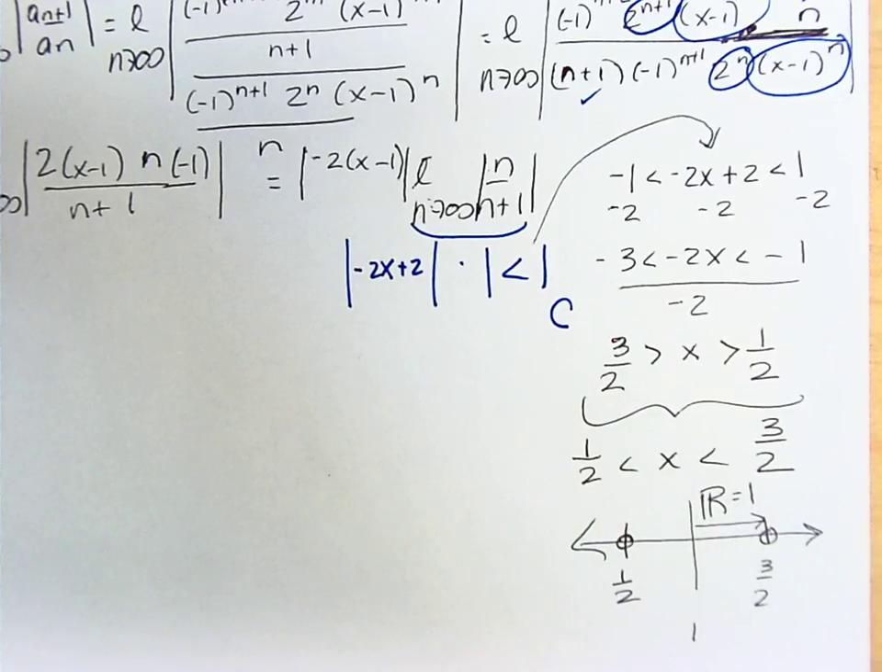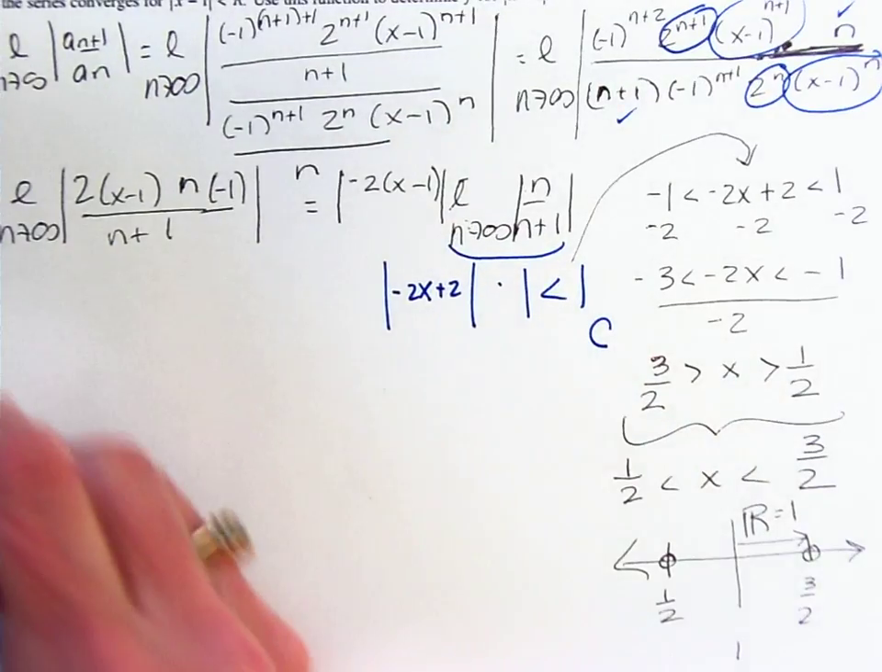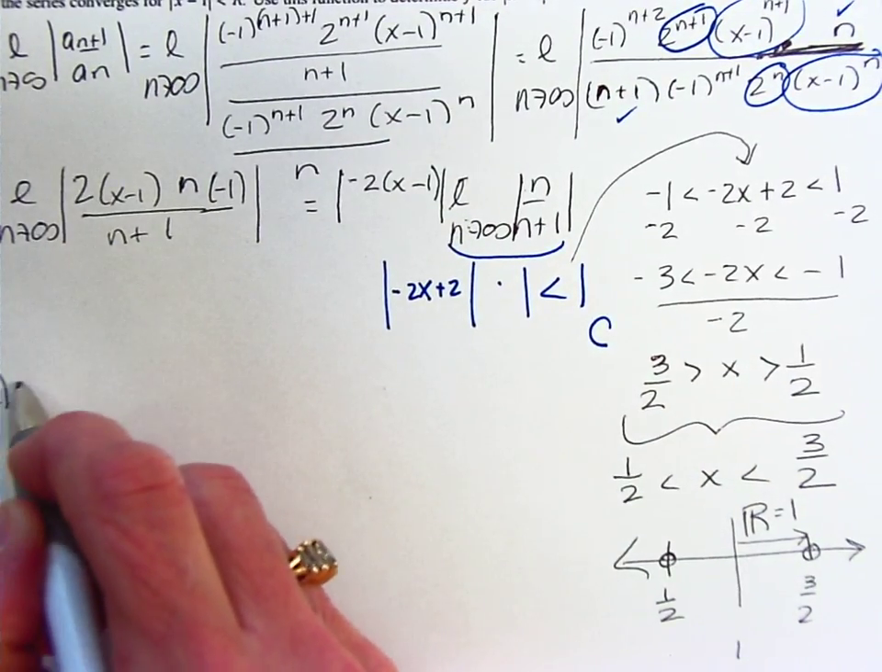Okay, so we've answered the first question. B asks us to find the first 3 non-zero terms and the general term of the Taylor series for f prime. So we don't even have any of these terms of the original series written out, so we may not need to do that. So let's write out the first 3 terms of f of x.